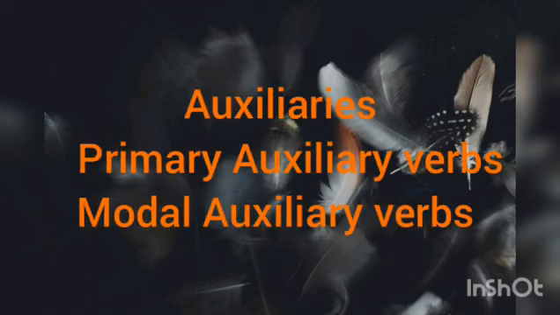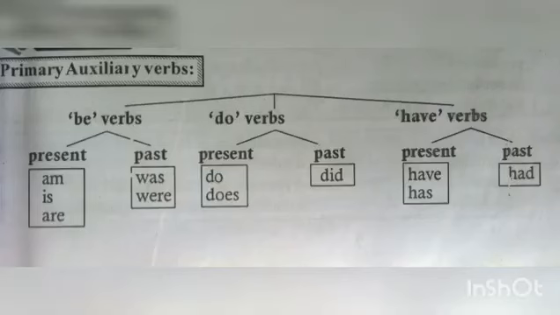Now let us move on to the auxiliary verbs, the two types, primary auxiliary verb and modal auxiliary verb, right? In the primary auxiliary verbs, we can divide them into be verbs, do verbs and have verbs. In these be verbs, we have present tense and past tense. Am, is, are denote present tense; past tense, was and were. In the do verbs, present tense, do and does; past tense, did. And in have verbs, present tense, have and has; past tense, had. Are you clear?